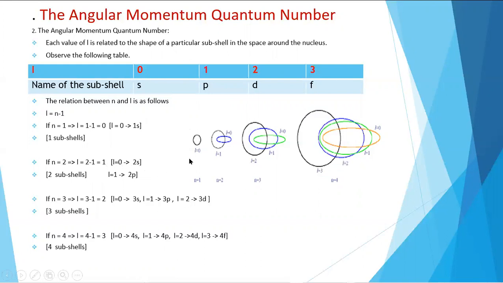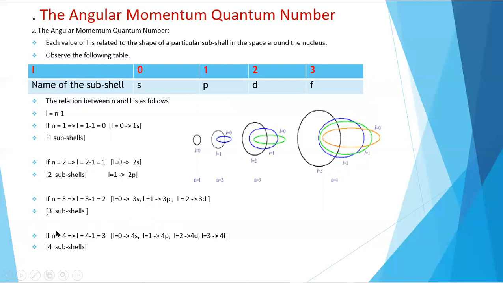So see in the figure, L equal to 0 and L equal to 1, there will be two subshells in the second main shell. So if we put N equal to 3, there will be three subshells. See in the figure also, L equal to 0, L equal to 1 and L equal to 2. So the subshells will be increasing with the main shell.